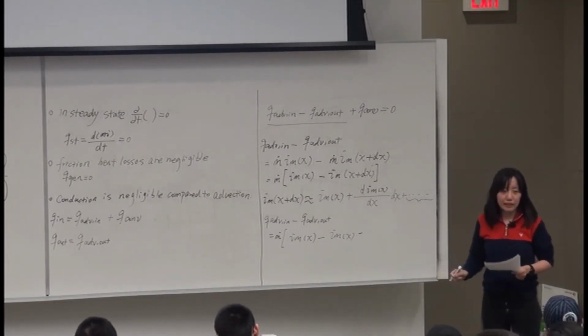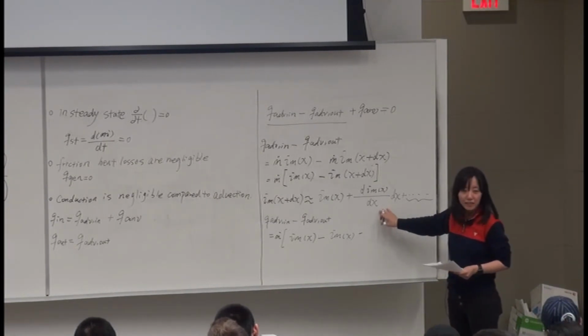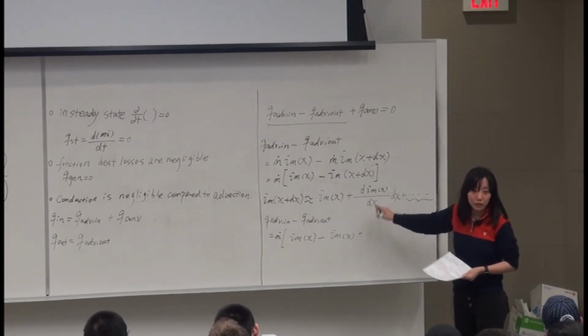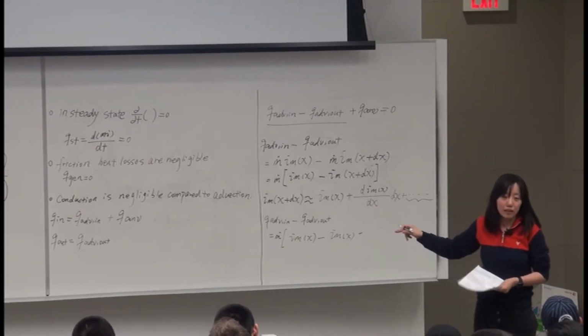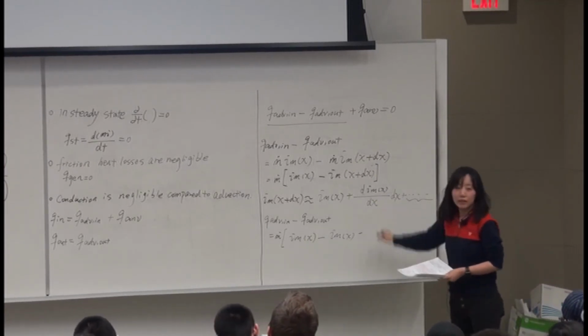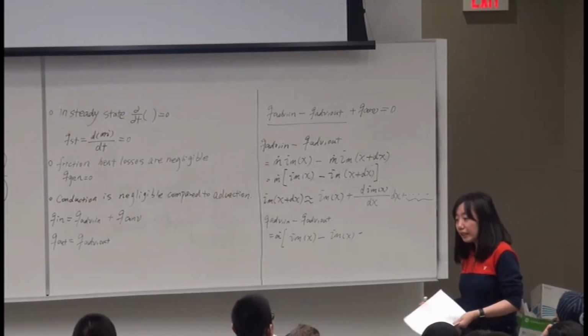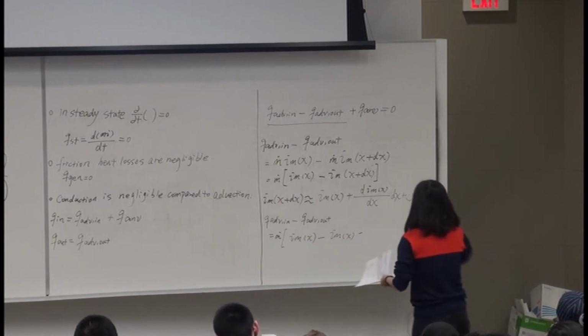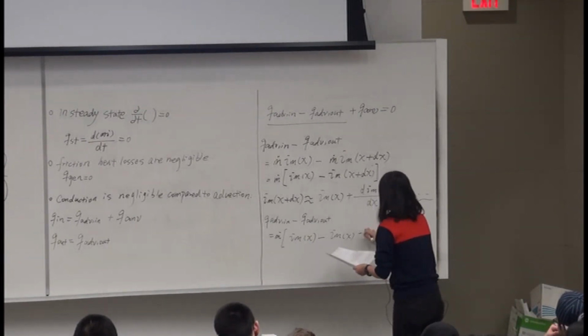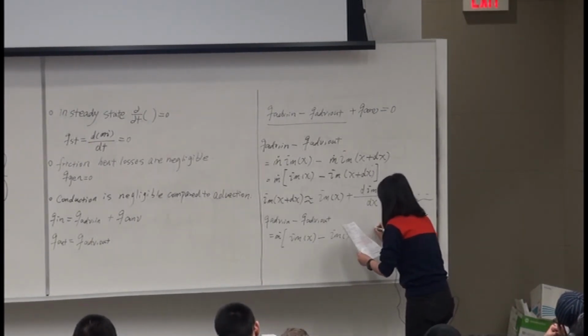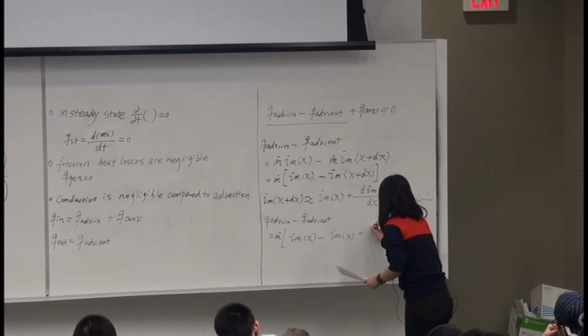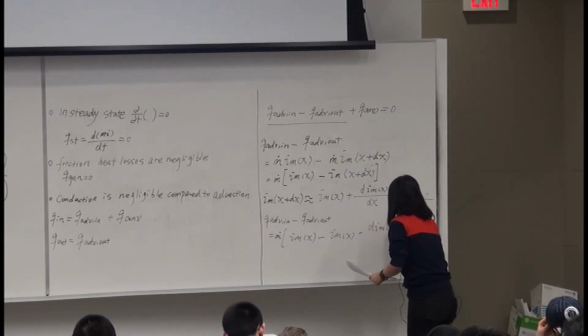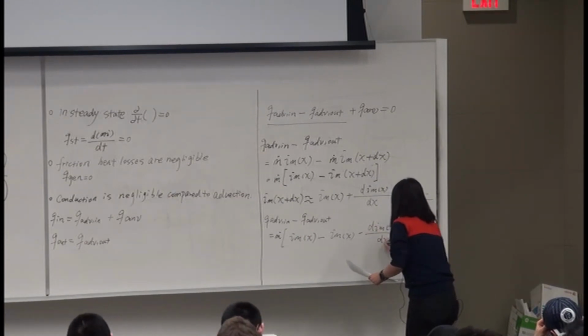How can we deal with this term? This still gives us nothing, right? How can we relate it to temperature? Temperature is the value we care about, not the entropy. We need to use the chain rule. Let me finish this first. This would be minus d mean s over dx times dx.